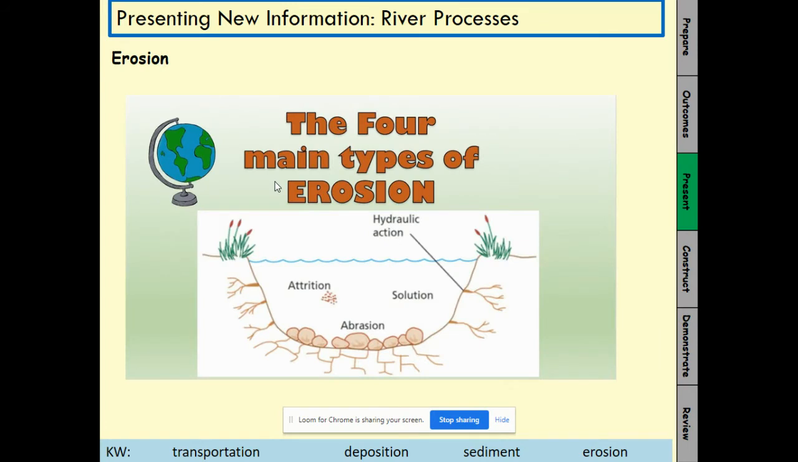So, erosion. If you have done coasts, it is exactly the same. You'd be glad to know. There are 4 types. You've got hydraulic action, where the force of the water is creating cracks in the rock by the banks. And remember, erosion is the wearing away and removal of sediment or rocks. So for hydraulic action, it's the force of the water.